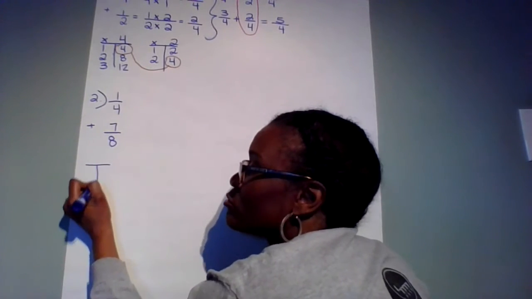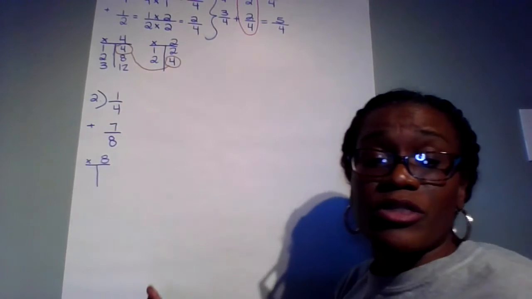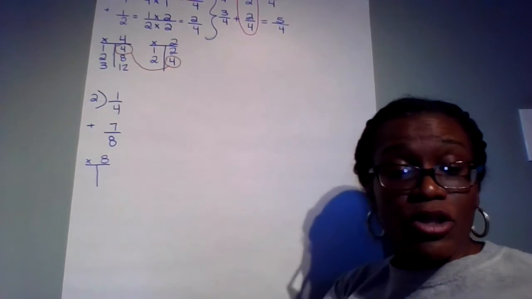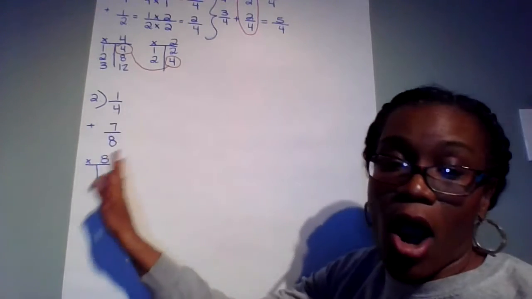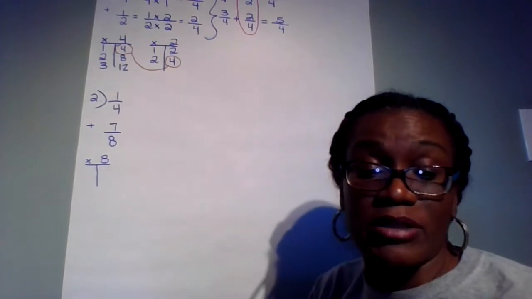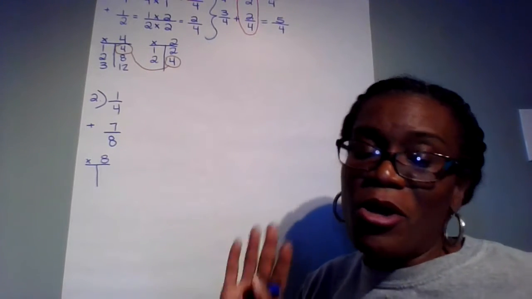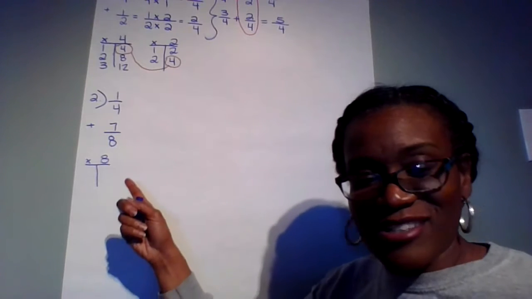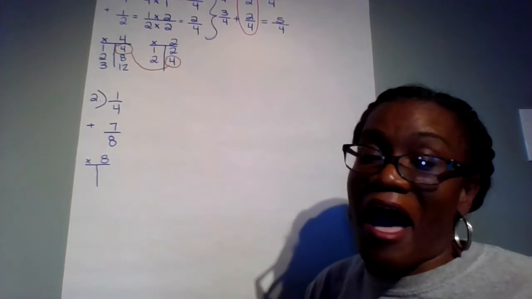I'm going to make my little T-chart starting with the 8. I always like to start with the largest number because for those scholars that know their multiplication facts, they can kind of already figure out what our least common denominator is going to be. And if you've already figured that out, please move on ahead and try to solve the problem on your own and see if you come up with the same answer that I come up with.